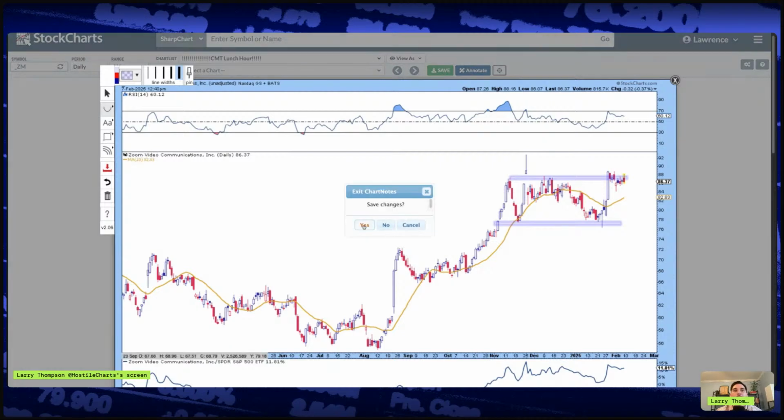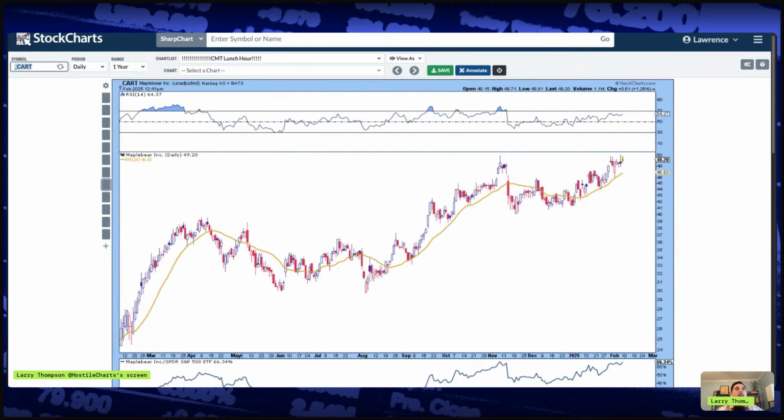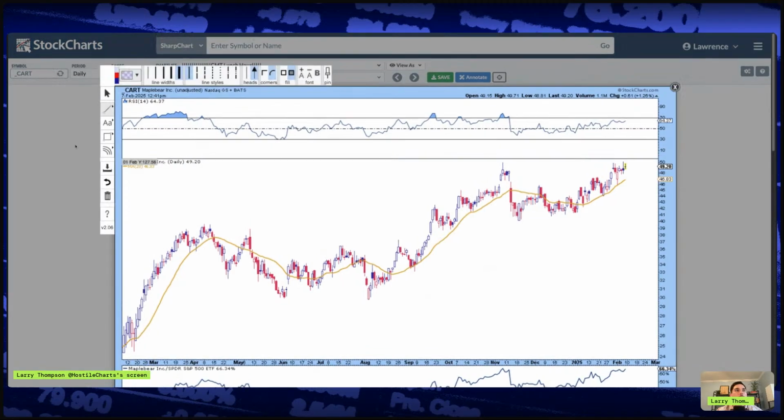Zoom, I dig it. I'm going to add that one to the list. And we'll come back and take a look at that in a couple weeks, kind of see if it resolved higher. Cart. Let's take a look at Cart real quick. Maple Bear, beautiful chart from the chat, right?